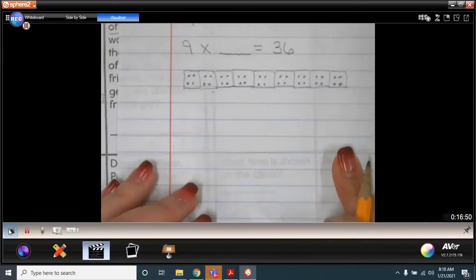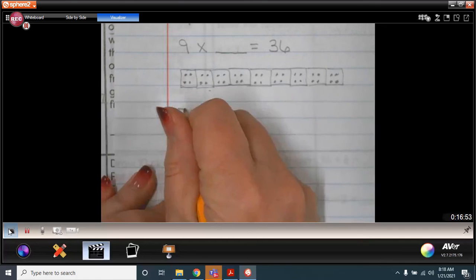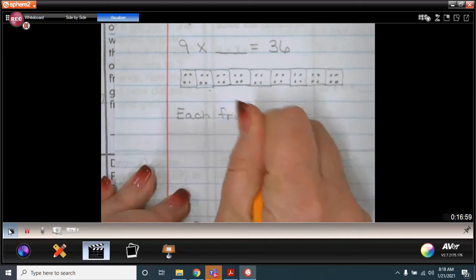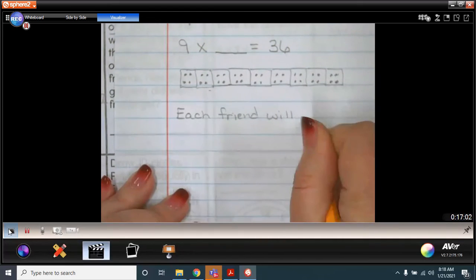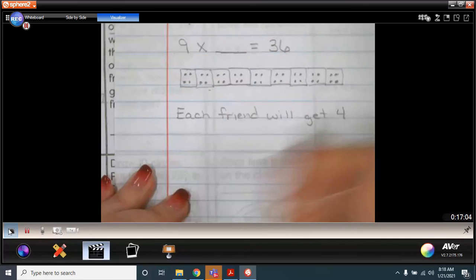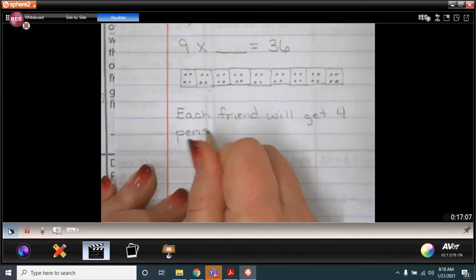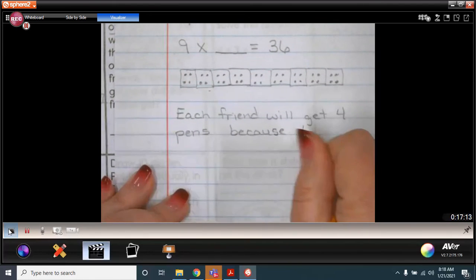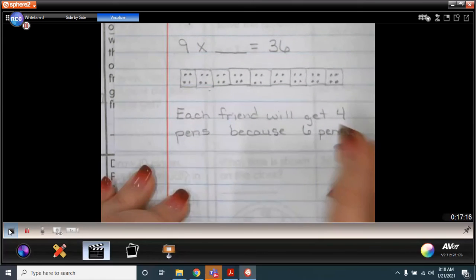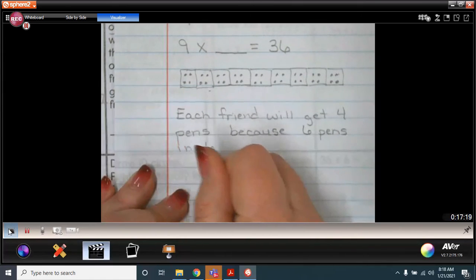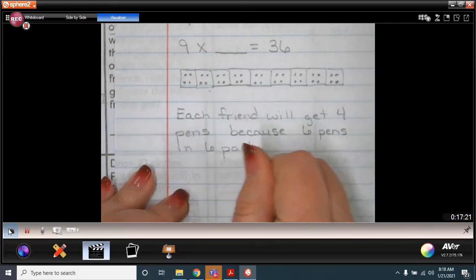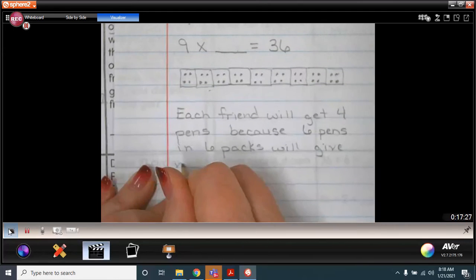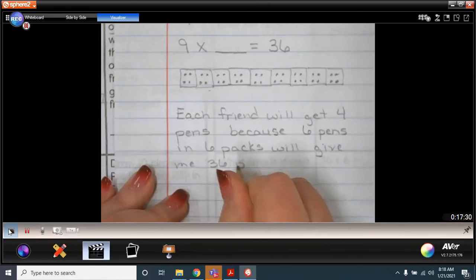So now we can take what we know and write a response. Each friend will get 4 pens because 6 pens in 6 packs will give me 36 pens.